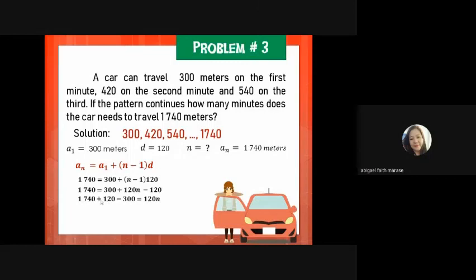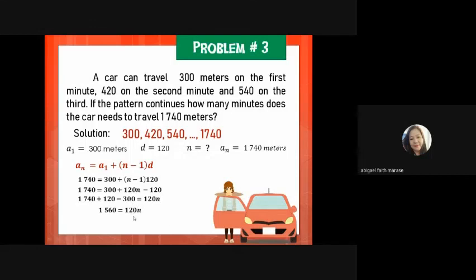Okay. So, as you can see, nagbago ang sign natin. Yung negative 120 naging positive at yung positive 300 naging negative. That is using the addition property of equality. Na kung saan kapag tayo ay naglilipat ng values or terms to the other side, we change the sign. Okay, simplifying. So, when we simplify this, that is equivalent to 1,560 is equal to 120n.